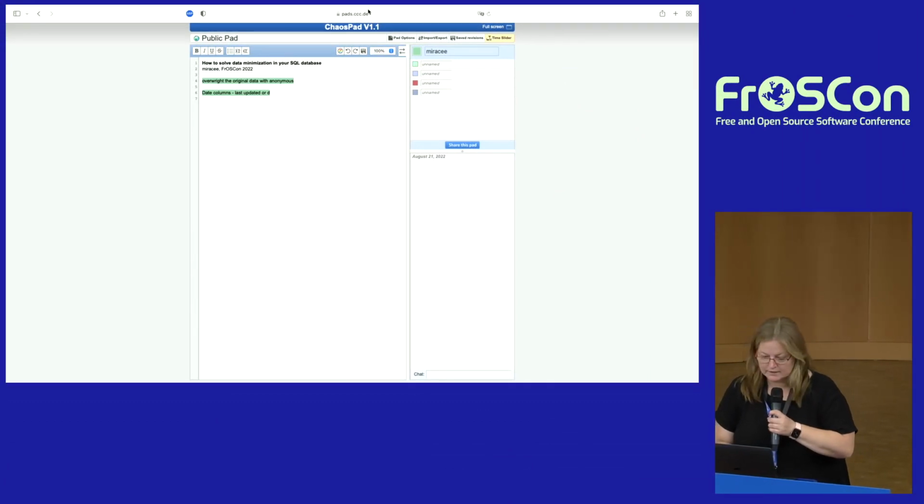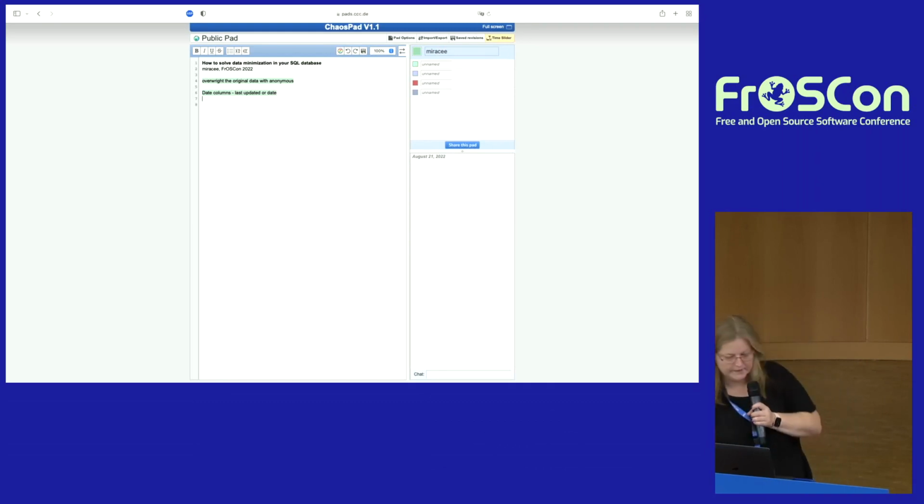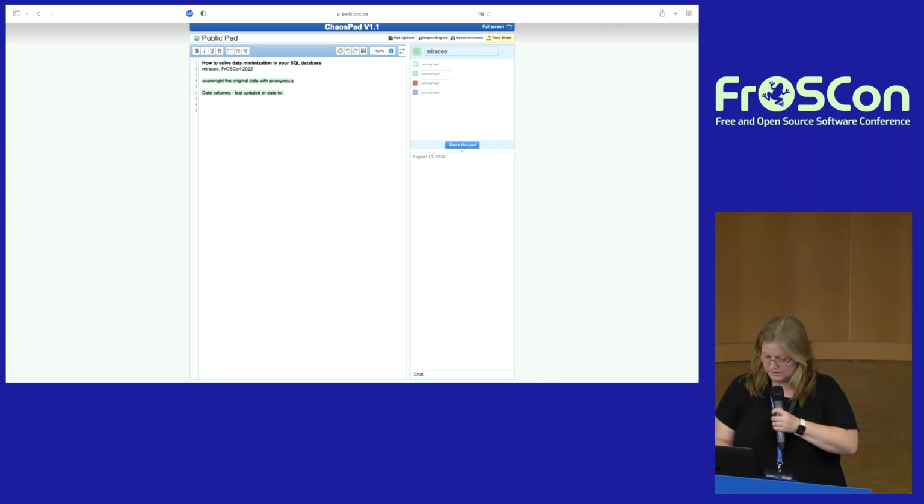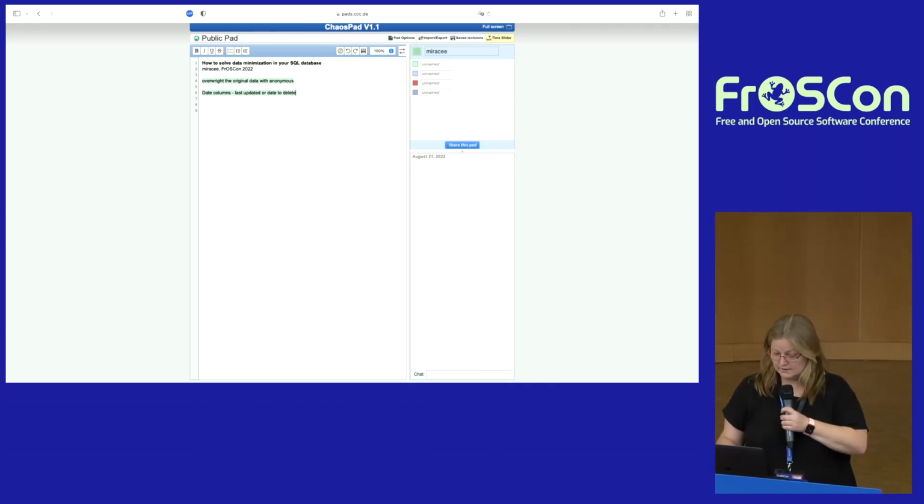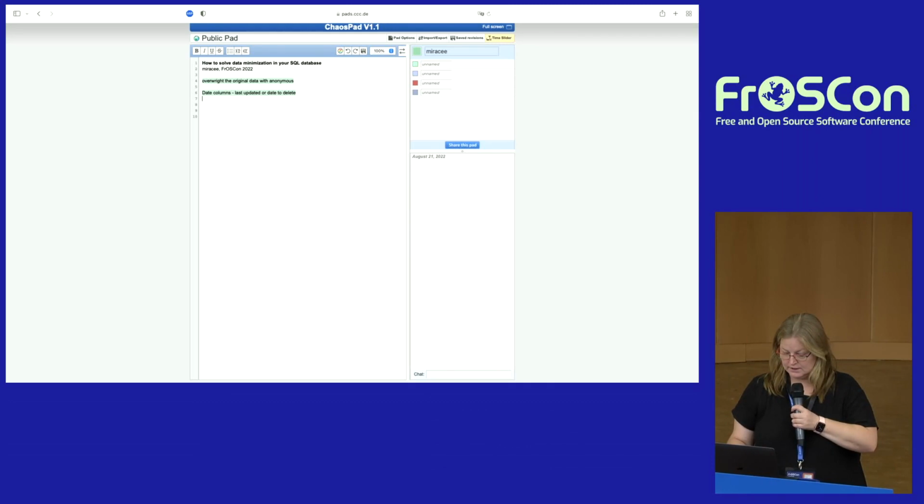Hallo, ist das Pad weg? Wir sind doch gar nicht so viele. We are not so many persons, so. Or date to delete. Deletion day wollte ich sagen, oder date for deletion, so. Deleting, so.